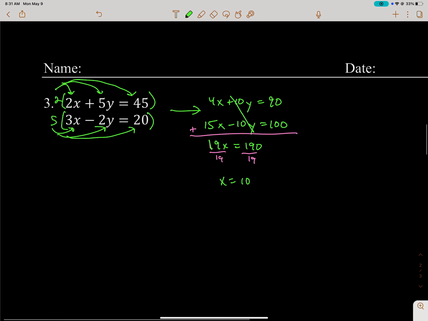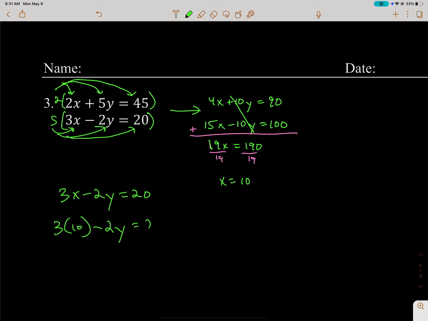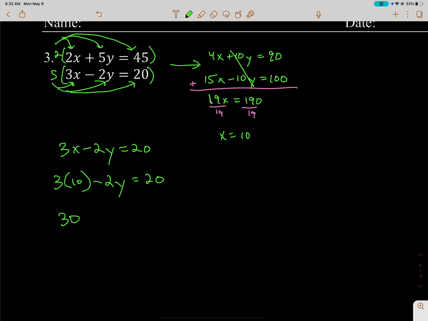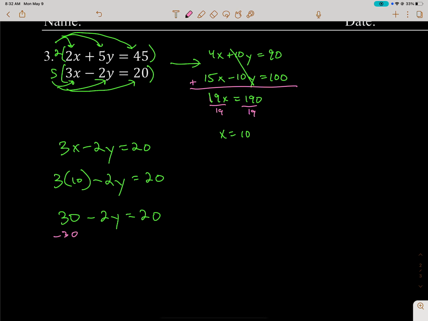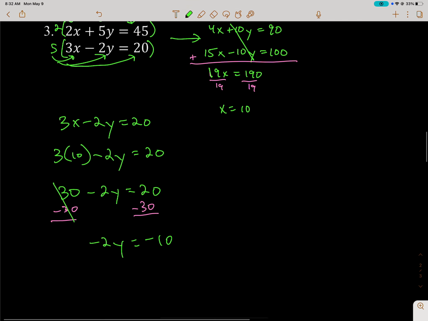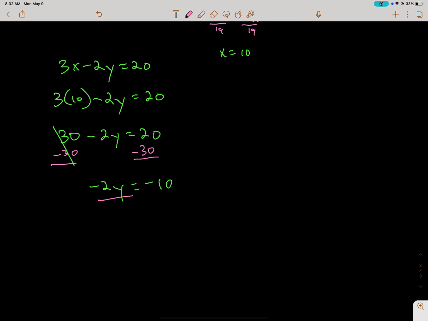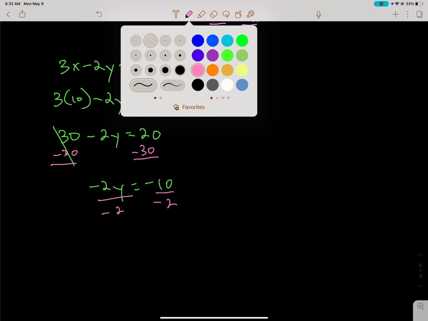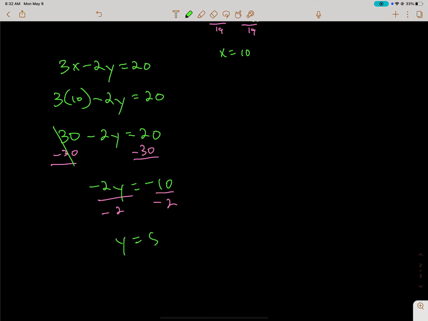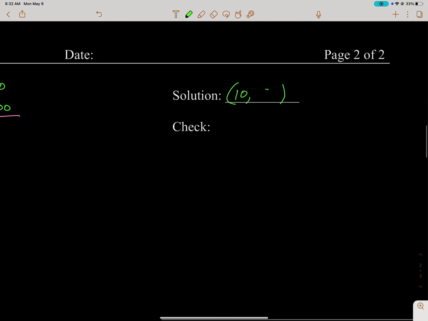Now I need the y coordinate, so I'll choose 3x minus 2y equals 20, and I'll put 10 in for x and solve for y. So I get 30 minus 2y equals 20. So then when I subtract 30 off both sides, these eliminate, and I get negative 2y equals negative 10. I divide by negative 2, and I get y equals 5. So there's the y coordinate.